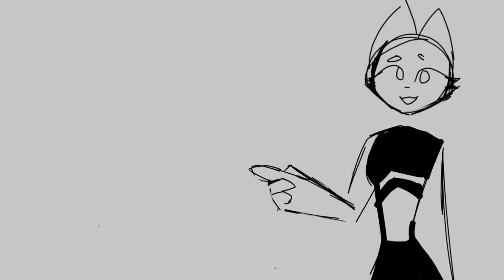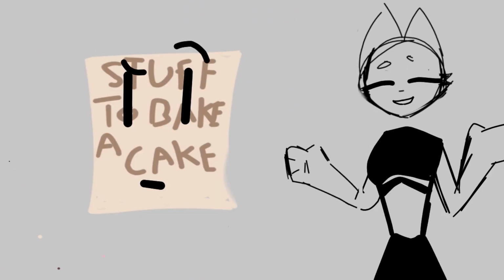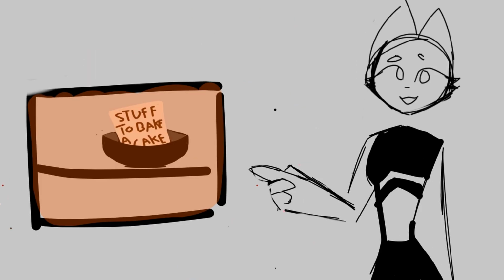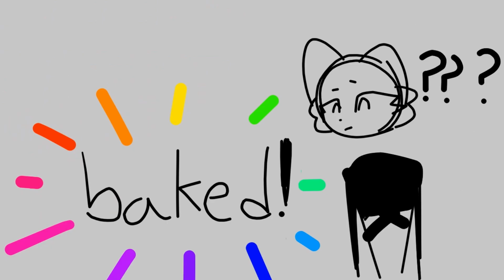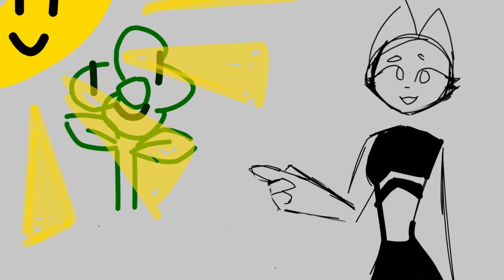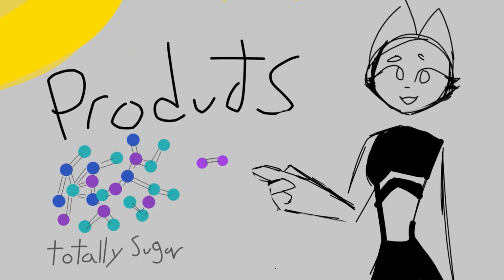The baking would be similar to sunlight in this case. Our ingredients for photosynthesis don't do anything on their own. A cake won't bake itself. It needs to be baked, or given sunlight. I've said baked way too many times. Sunlight is our energy source for photosynthesis. Sunlight breaks down the molecules to reform them into products.